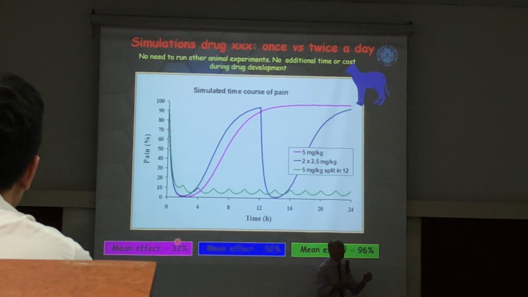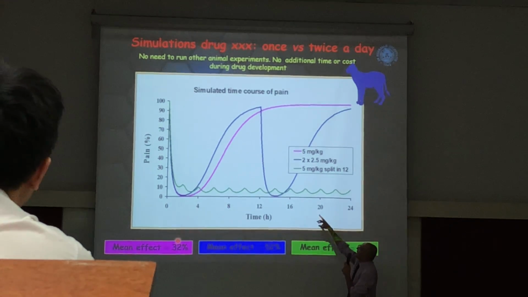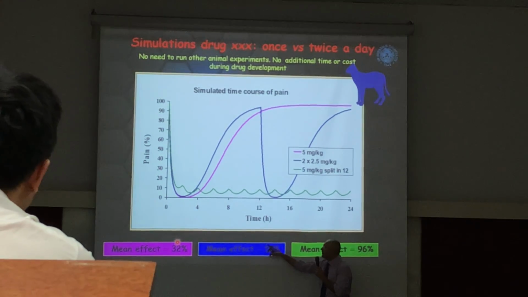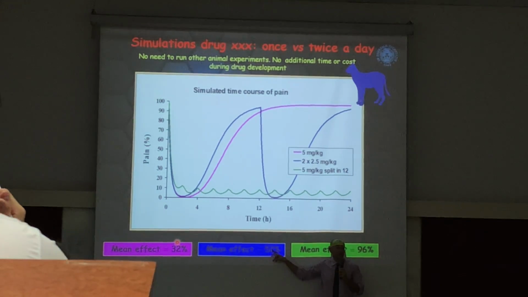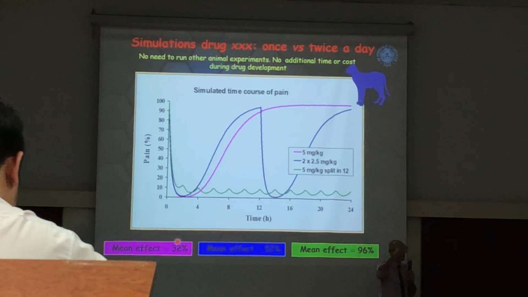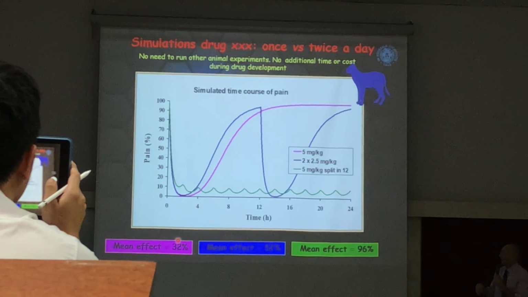What about if I administer 2.5 milligram but twice a day after 12 hours. And you can see with the blue line, the mean effect in 24 hours is 52%. So exactly the same dose, but split and administered 12 hours of time.